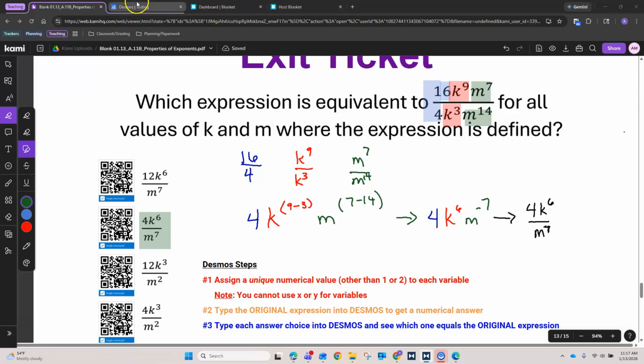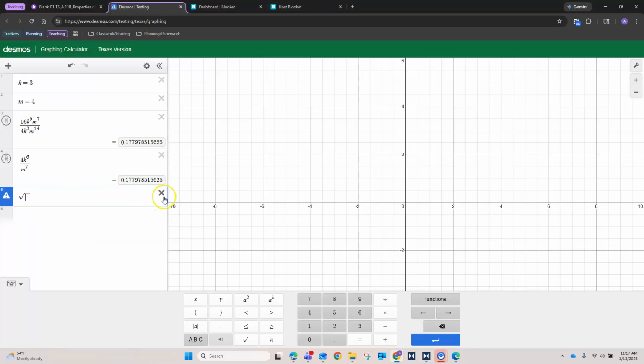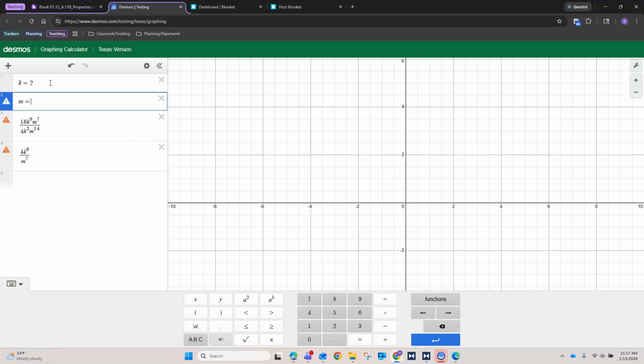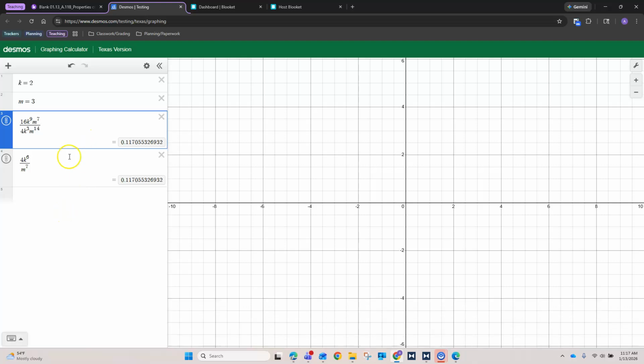And then if you're putting it into the calculator, again, you'll set a value for each variable. Usually better to not use 1. You don't want to use 1, and you don't want to use 0. But 2 and 3 is good. 2 is a little sketchy sometimes, but 2 and 3 should usually work. And then you just compare the answers. So you type it in just like you see it and compare the answers.